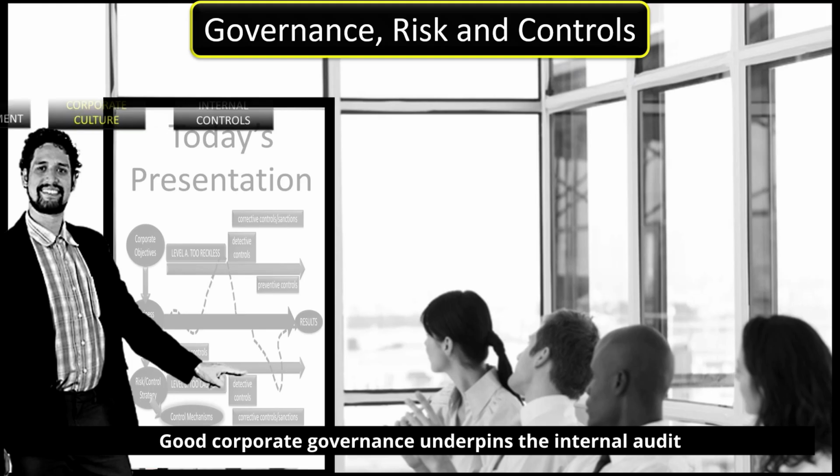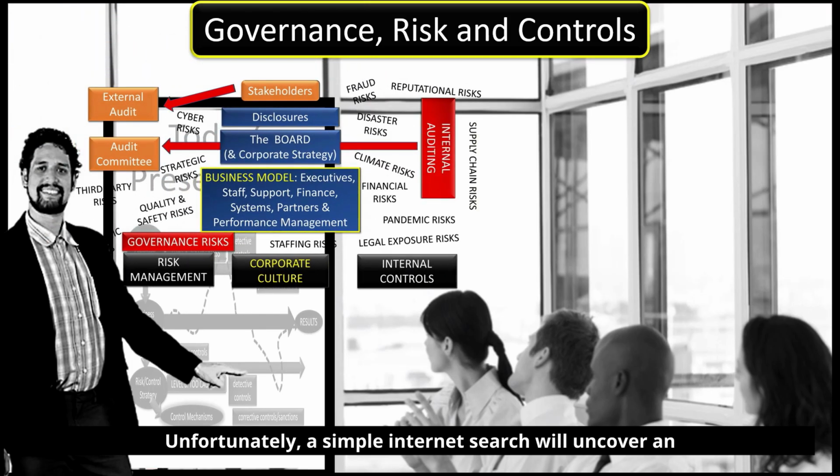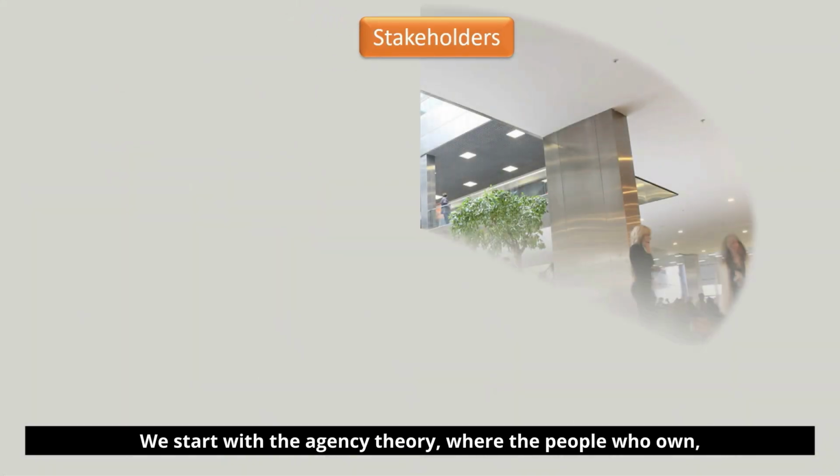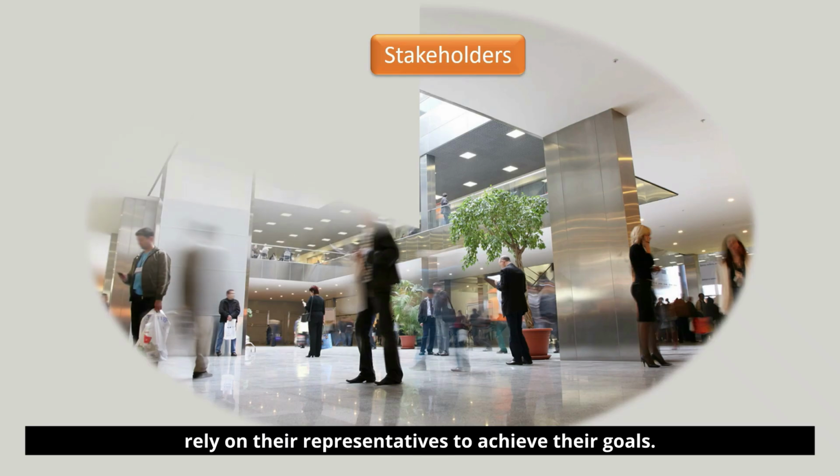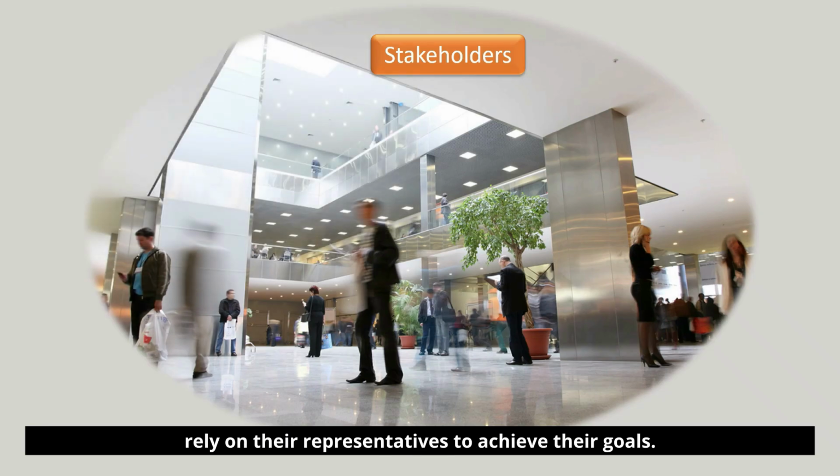Good corporate governance underpins the internal audit role. Unfortunately, a simple internet search will uncover an endless stream of corporate scandals resulting from poor governance. We start with the agency theory, where the people who own or who have a major stake in an entity rely on their representatives to achieve their goals. Shareholders appoint the directors and their external auditors to ensure governance structures are in place and corporate goals are achieved. While stakeholders is a wider concept that includes groups impacted by the organisation.